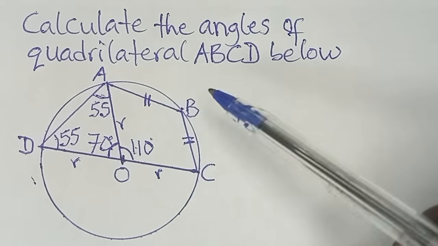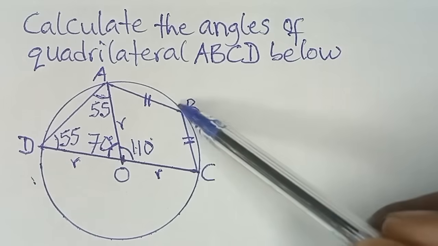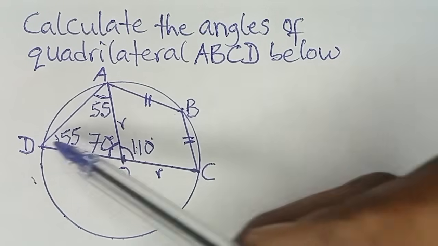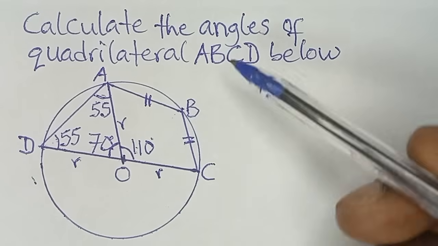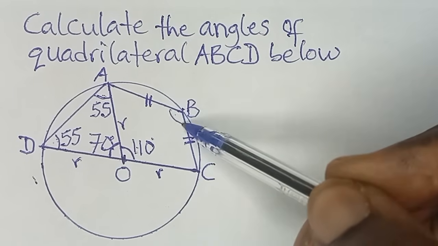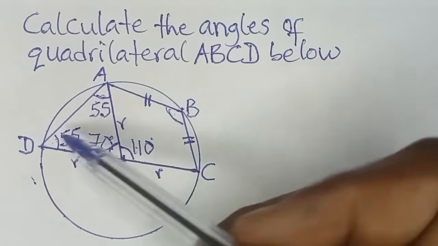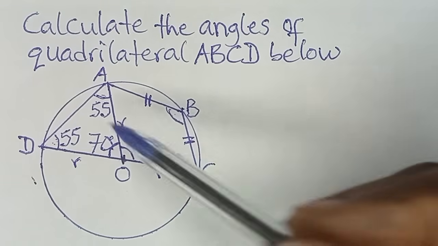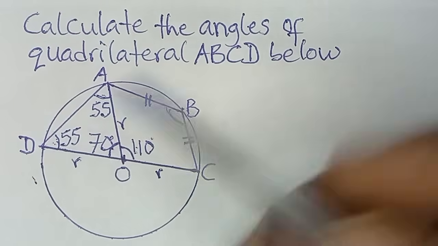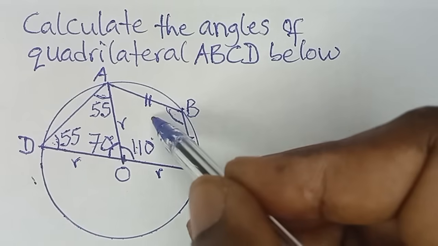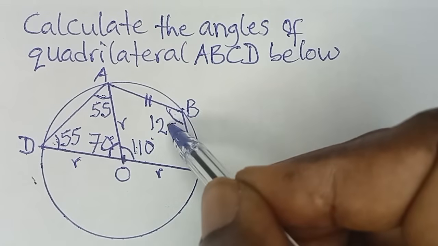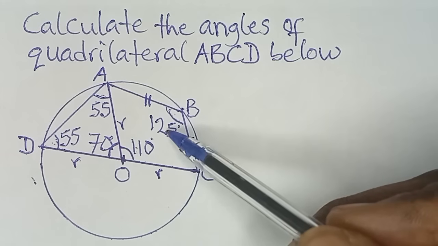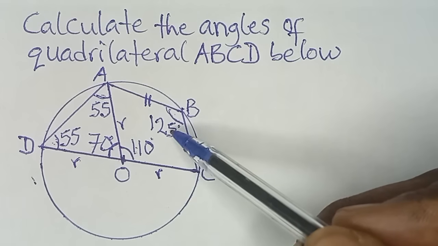Now, this is where the trick begins. This is a cyclic quadrilateral. So the opposite angles of a cyclic quadrilateral are supplementary, meaning that they add up to 180. So if this is 55, then you agree with me that this angle will be 180 minus 55, and that will give us 125 degrees. So this angle is 125 degrees. Hope you are seeing it now.